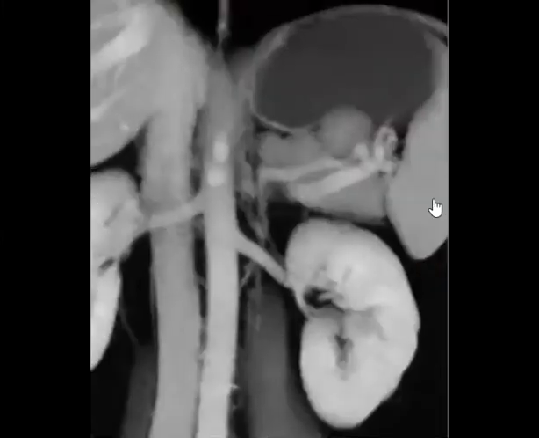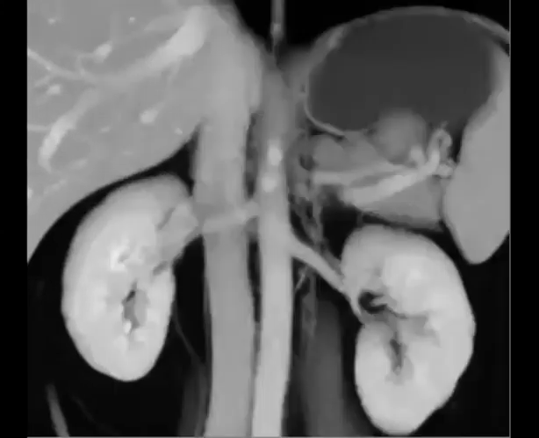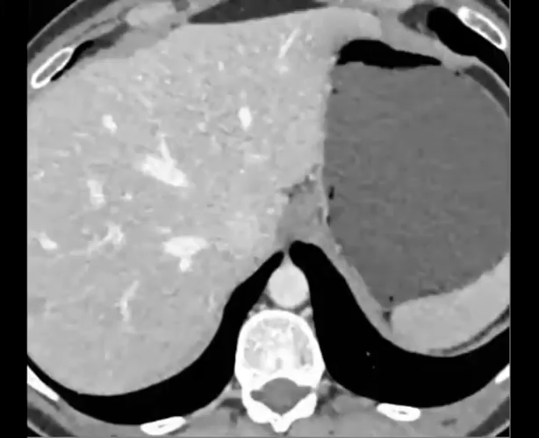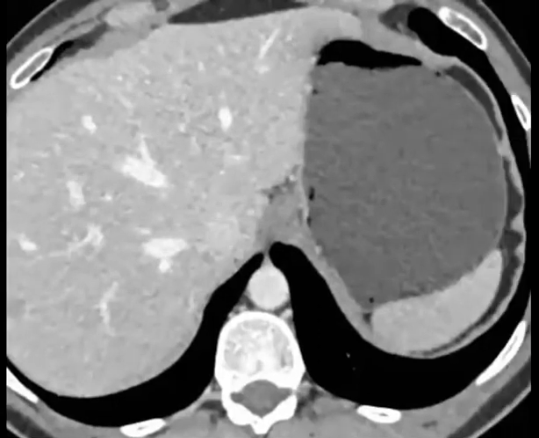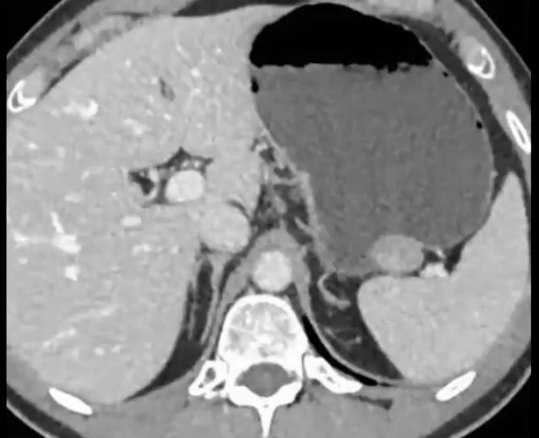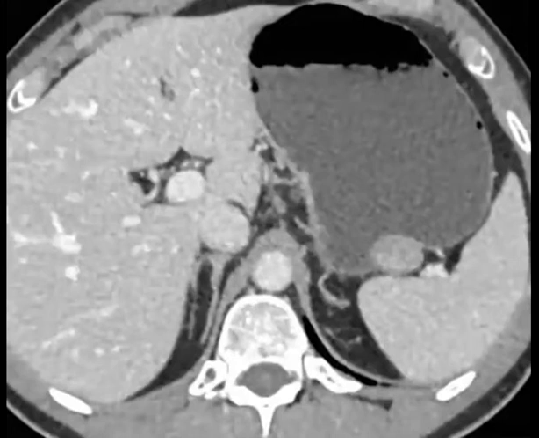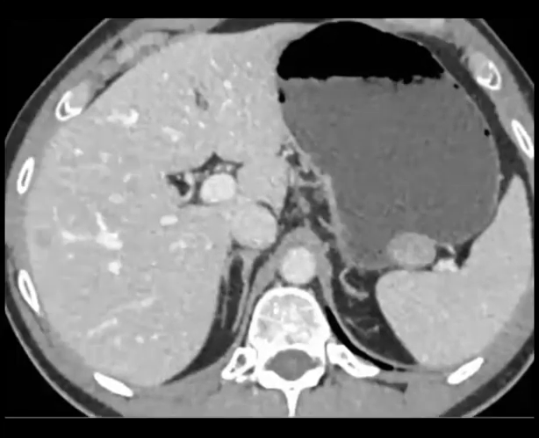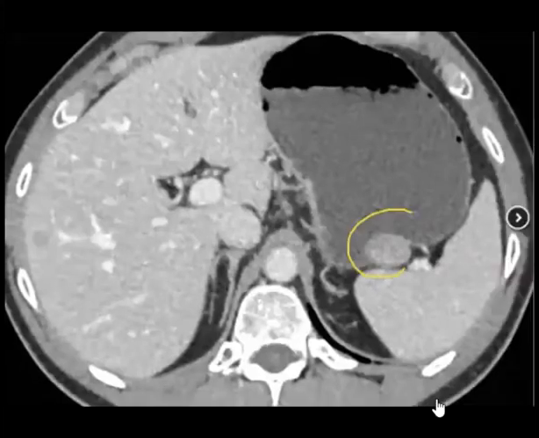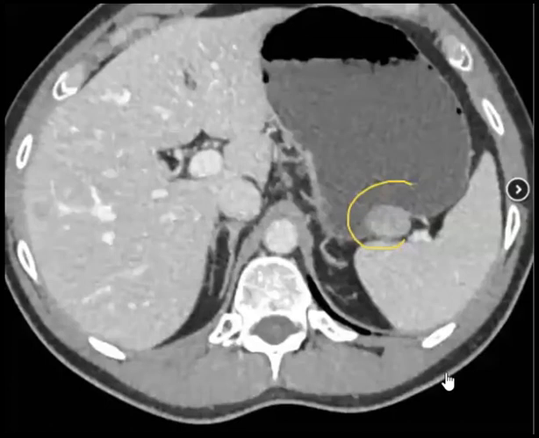So do you see an abnormality in the CT? Can you describe where exactly? I will stop browsing now and try to find it. Did you find it now? Yeah, thank you. Who drew this yellow? I like the yellow color. Yes, okay. So this is the abnormality here.